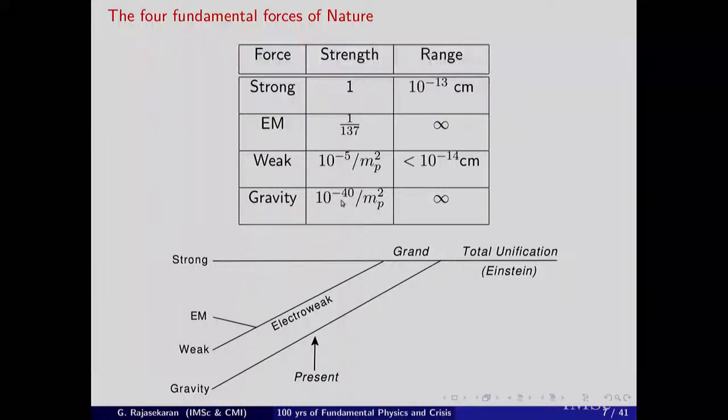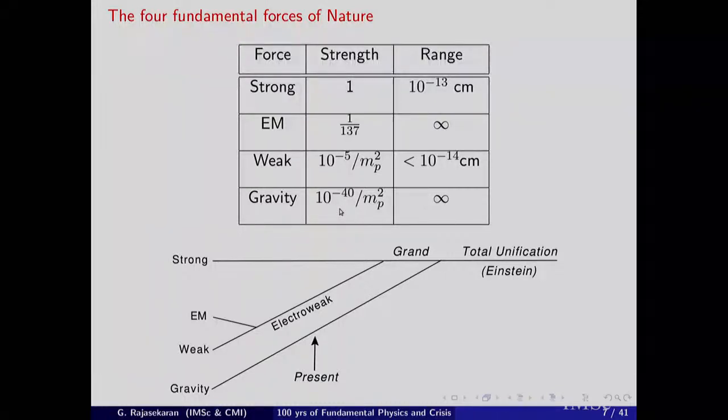Although gravity also is infinite range because Newton's law of force also is 1 over r squared, so it doesn't get cut off. But unlike electromagnetism, it is so weak, 38 orders of magnitude weaker. However, for the universe at large, it is gravity which wins. Why is that? I hope all of you know that.